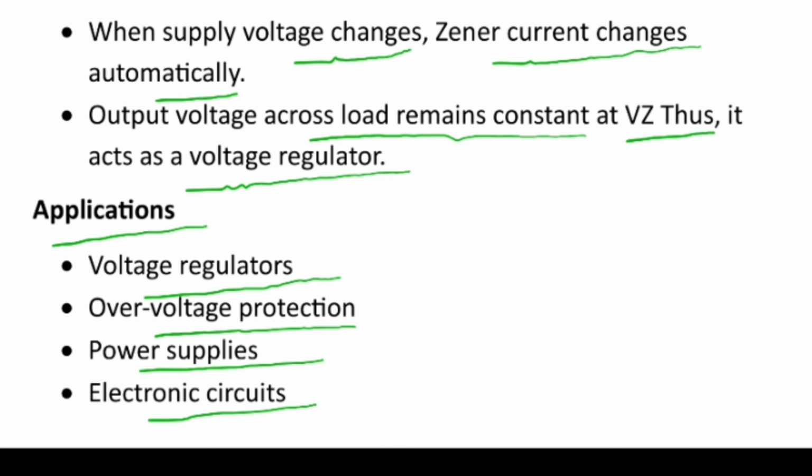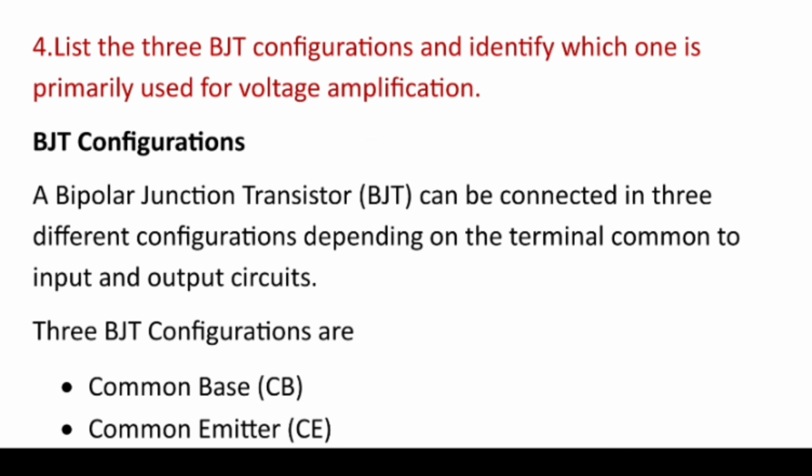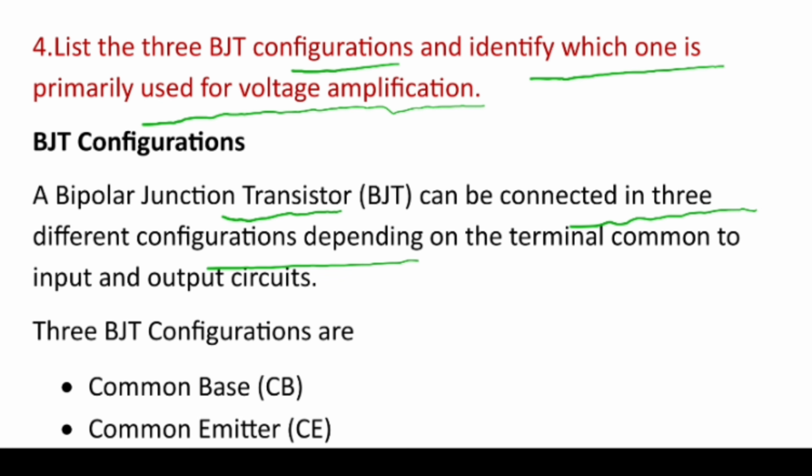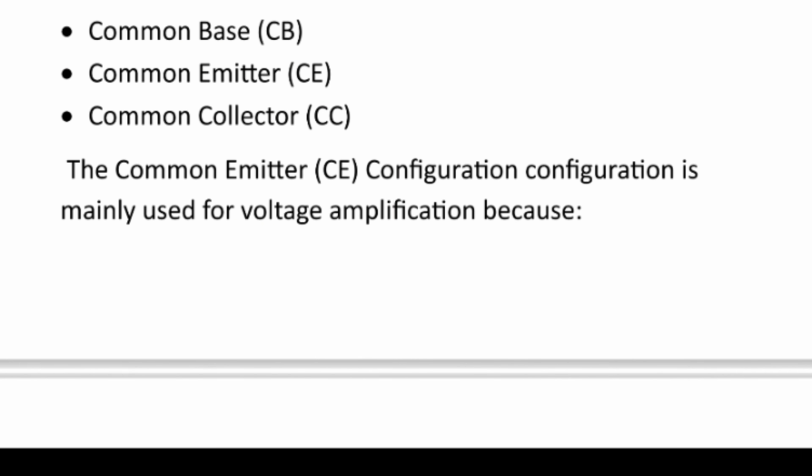The next question: list the three BJT configurations and identify which one is primarily used for voltage amplification. BJT means bipolar junction transistor, which can be connected in three different configurations depending upon which terminal is common to input and output. The configurations are common base, common emitter and common collector.